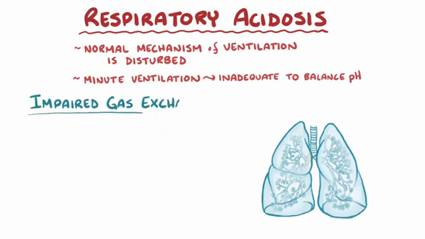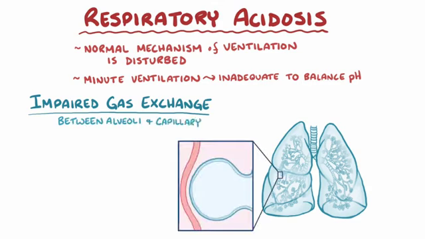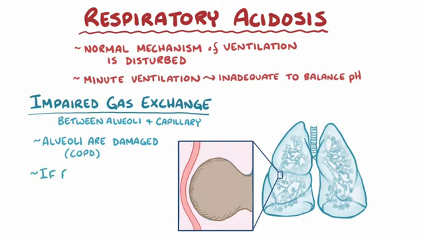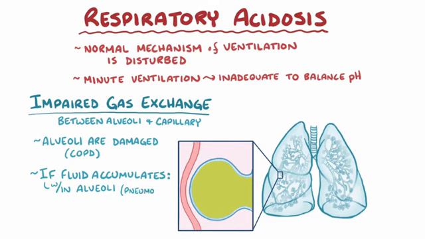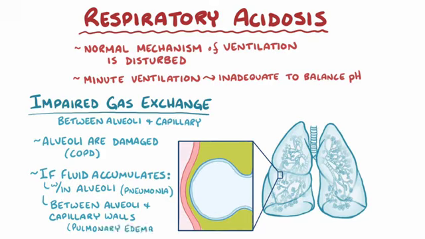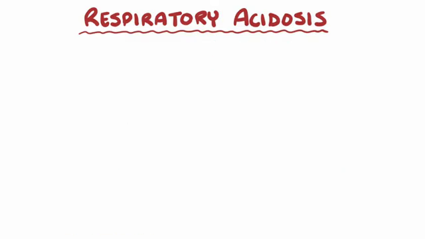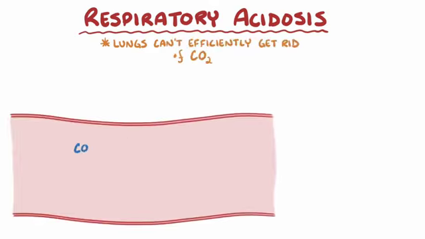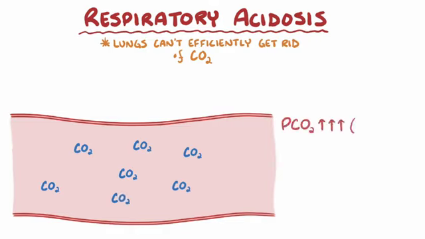Finally, there might be impaired gas exchange between the alveoli and the capillaries. That might happen if alveoli are damaged from chronic obstructive pulmonary disease, or if fluid accumulates within the alveoli like in pneumonia, or if fluid collects between the alveoli and the capillary walls, like in pulmonary edema. In all these situations, the result is that the lungs can't efficiently get rid of carbon dioxide. The carbon dioxide accumulates in the blood, so the partial pressure of carbon dioxide rises, usually above 45 millimeters of mercury. This causes a decrease in blood pH, often reducing it below 7.35.